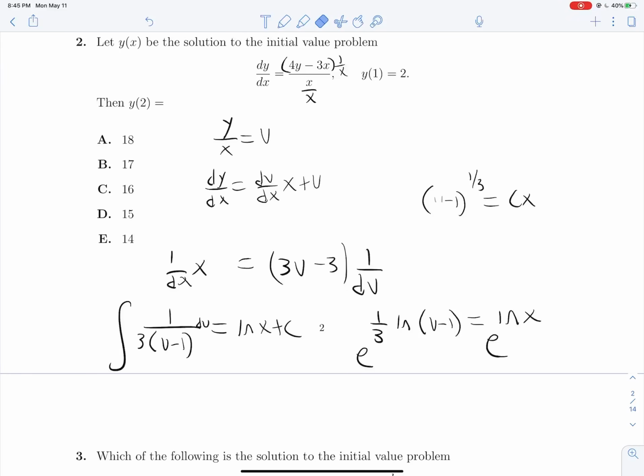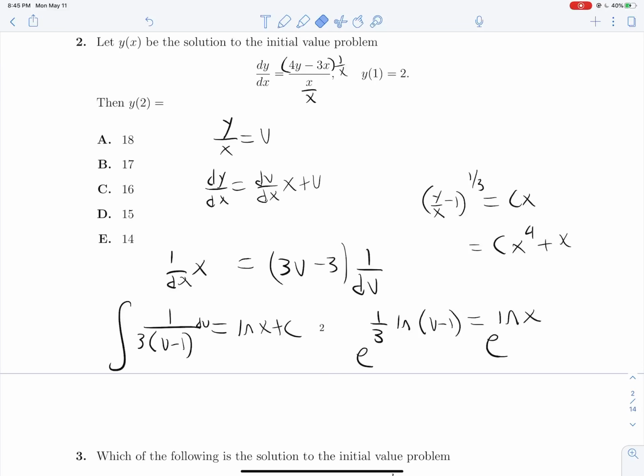Okay, let's undo our substitution. We have y over x here. Let's cube both sides. Y over x minus 1 is equal to c, just some other c, cx cubed plus 1, and we'll multiply our x over.